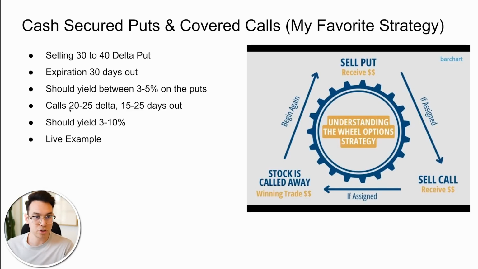And on the calls, you're going to go a little further out. On the call side, you actually yield more because you're going to sell a far out of the money covered call against your shares. Then eventually the stock is going to go past your calls and you're going to be forced to sell your shares at a profit plus the call income, which should yield you anywhere from 3 to 10%.